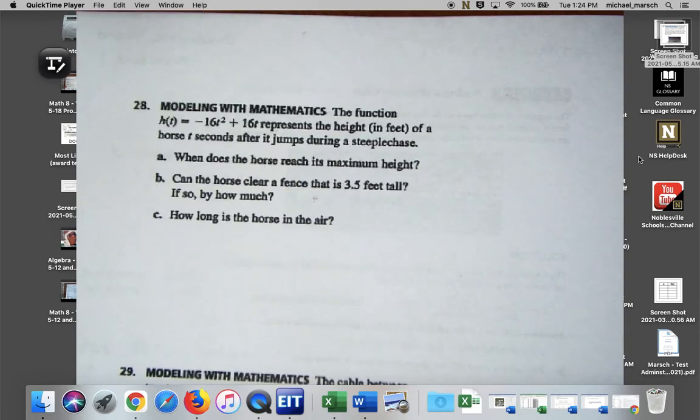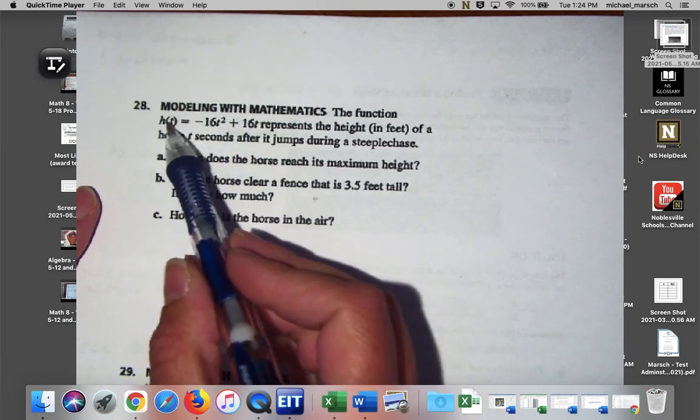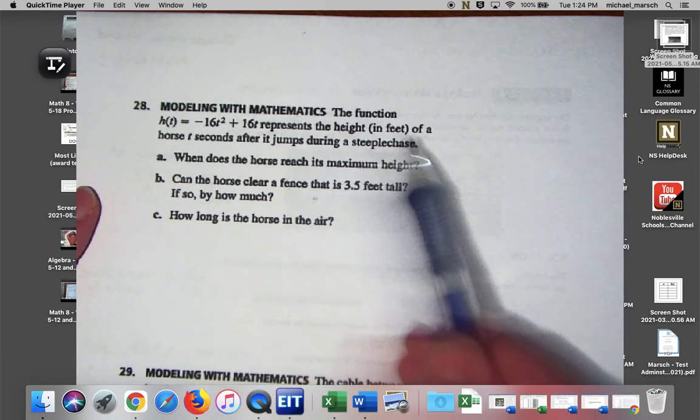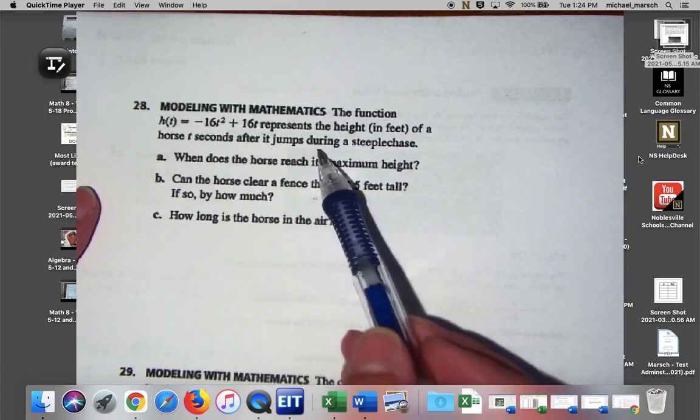All right. We have a function. Again, we have h and t, but we know this is really y and x. We have a horse. How many seconds after it jumps during a steeplechase?